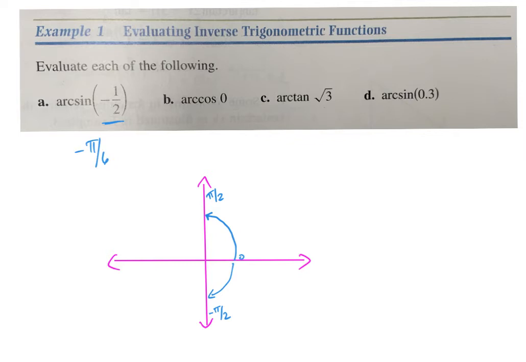Arccosine of 0. For cosine, remember, we consider the first and second quadrant. You go from 0 to pi for cosine. All right, and this is because that includes both positive and negative values. So arccosine of 0, what angle gives you a cosine of 0? Pi/2.